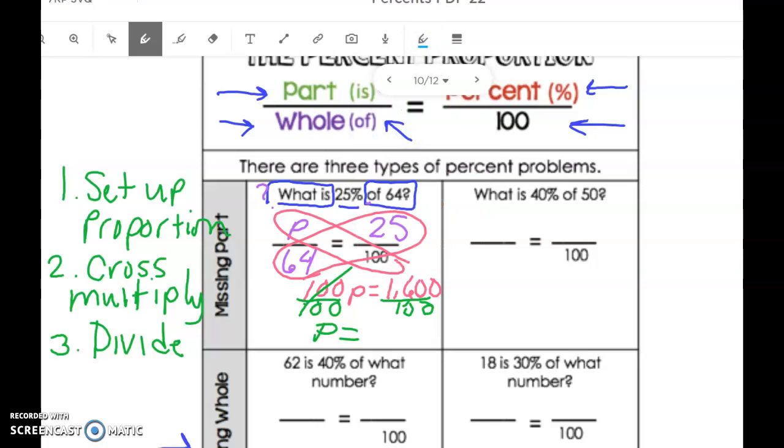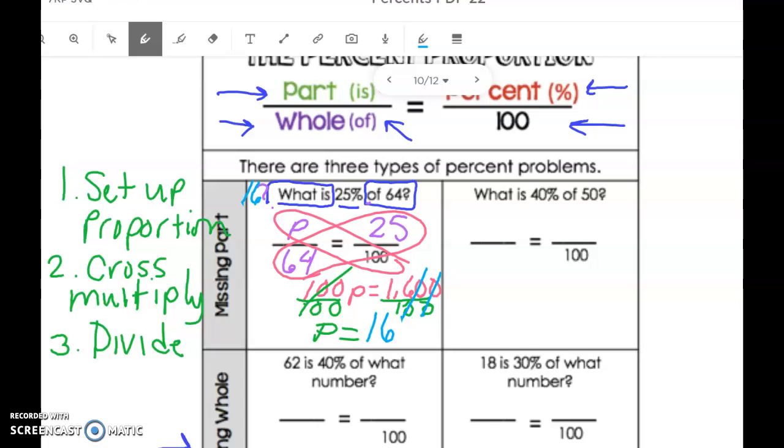now here's the part that I always like doing. Whenever you are dividing something out by 100, you can either move decimals or, since these both happen to have two zeros, I can just cross those zeros out. Two zeros is like dividing by 100, and that leaves me with 16. So 16 is 25% of 64. I would usually write it above the problem, but I don't have room for this.